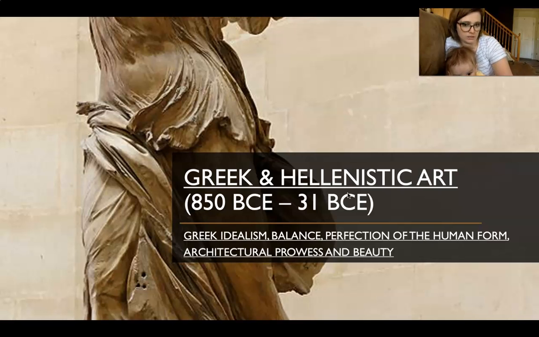And then Greek and Hellenistic art. Okay, so this is what the Renaissance ends up trying to recreate and revisit in the Renaissance, right? The rebirthing of classical art. And this is the classical art it's trying to portray. So this Greek idealism of the human form, of culture, there's balance, perfection of the human form, and then the architectural prowess and beauty that sort of re-emerged in the United States, actually. A lot of our original, like founding buildings, imitate this particular type of architecture.